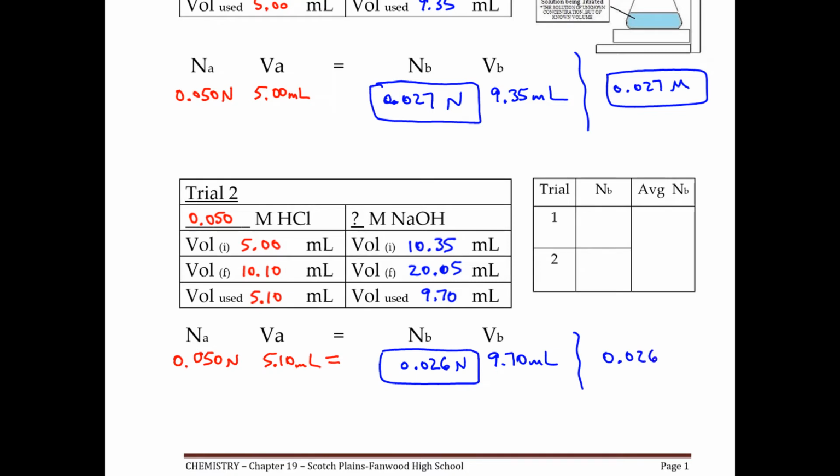0.026 molar. Now I just simply need to take the average. So the first one was 0.027 from up there. The second one was 0.026. When you average these out, it's going to be 0.0265 as my final average. And that's going to be the average normality, which is the same as the molarity. This will help you with the homework, which is coming up in the next part.